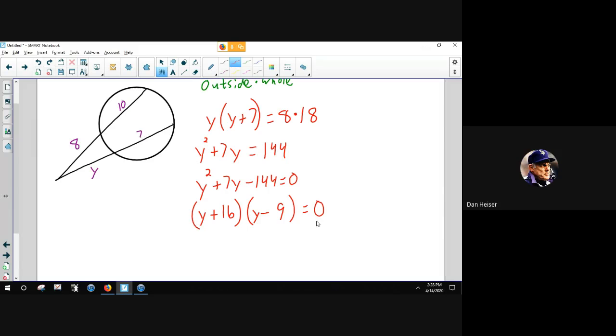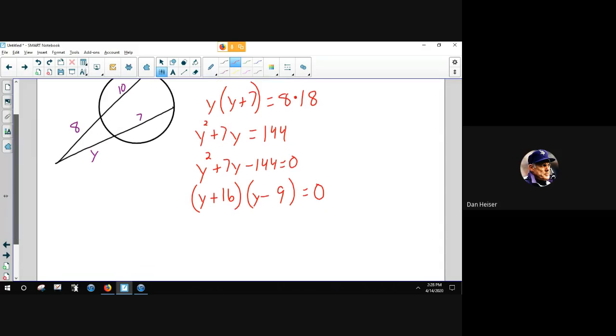If you were to multiply this out, you should get back to this step here. Y times y is y squared. 16 times negative 9 is negative 144. 16y, negative 9y does combine to be positive 7y. These are the two correct factors. Set each factor equal to 0, and then solve for y.